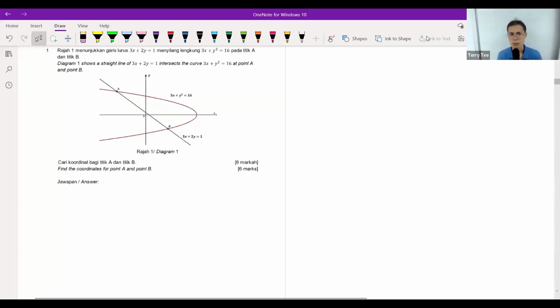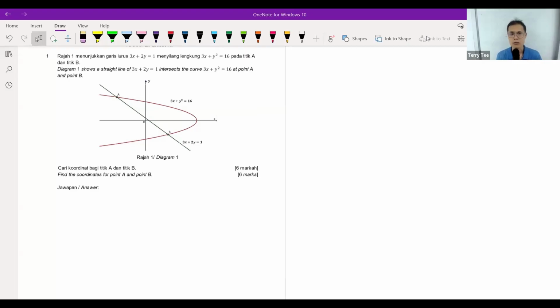Now, this is from Form 4, Chapter 3, System of Equation, and this is solving linear with a non-linear equation. In this question, you're given a diagram that shows straight line 3x plus 2y equals 1 that intersects the curve 3x plus y squared equals 16 at point A and B. So you're supposed to find the coordinates of point A and B.